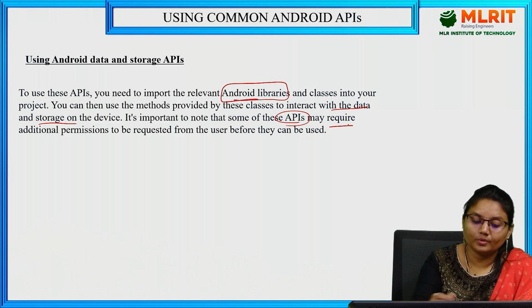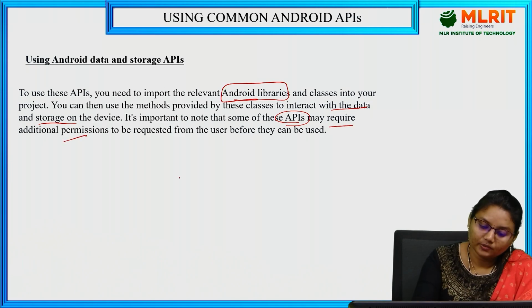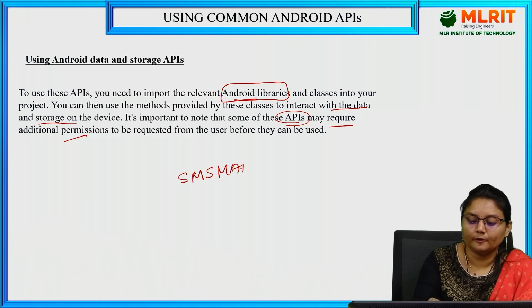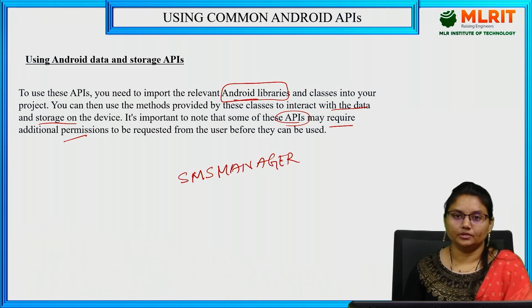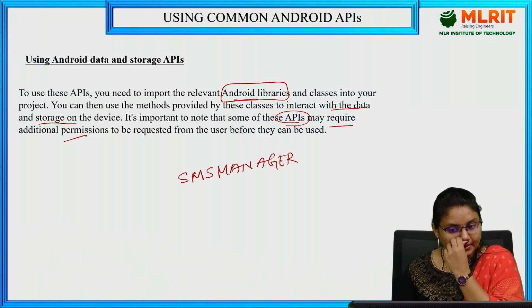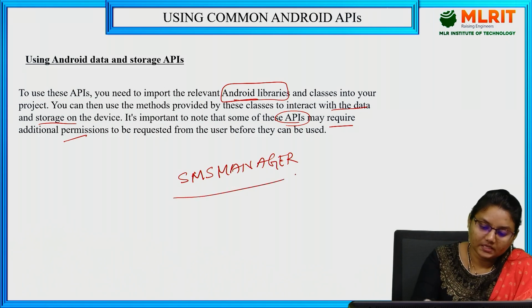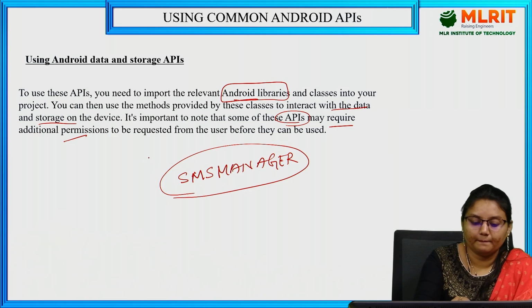Suppose you wanted to send an SMS, then you need to access the SMS manager. You need to enable the SMS manager so that a message can be sent from your application to the mobile phone. So this is an example. Those permissions have to be enabled in the manifest file.